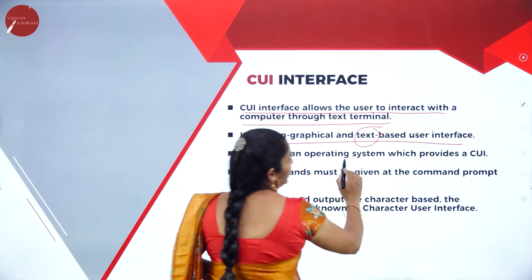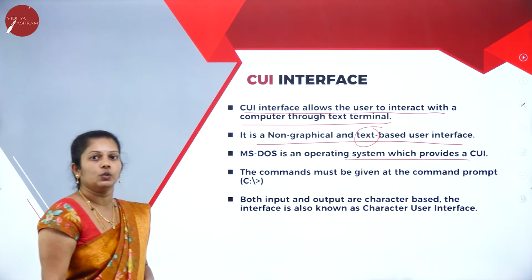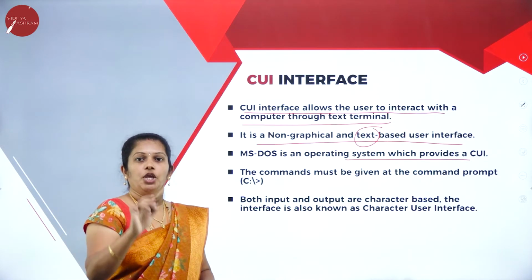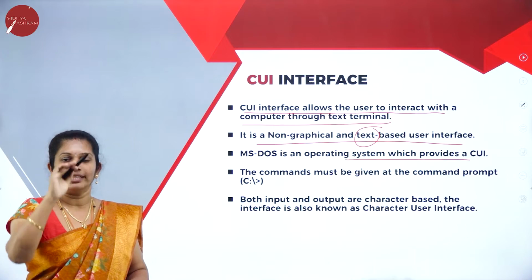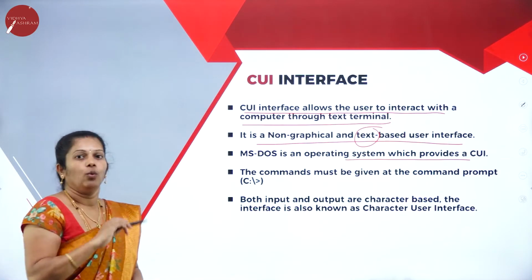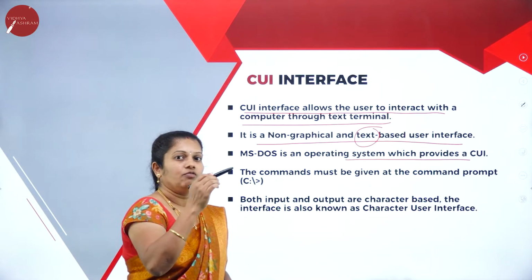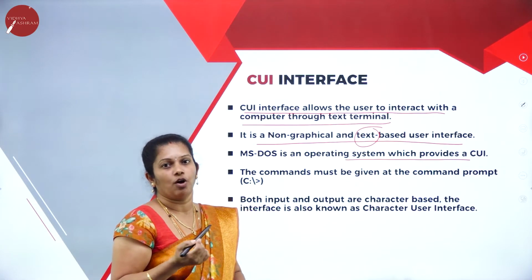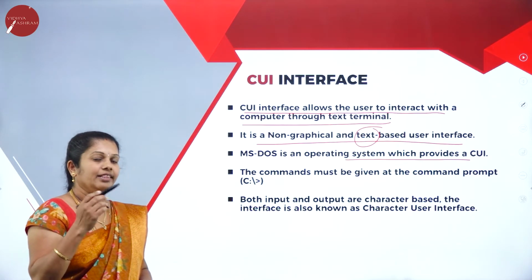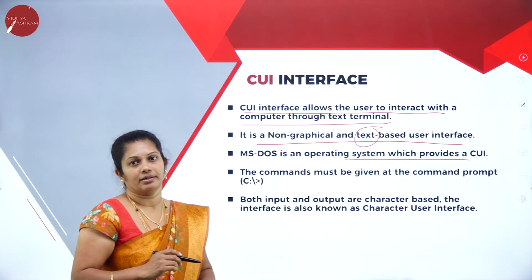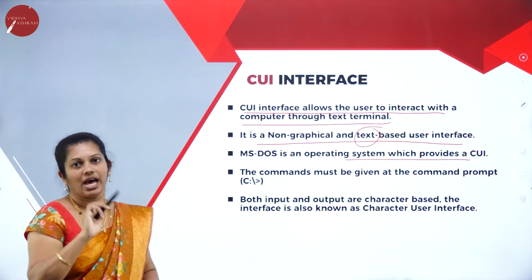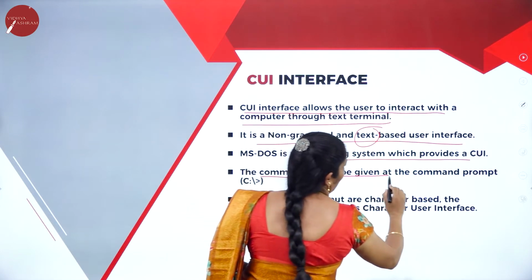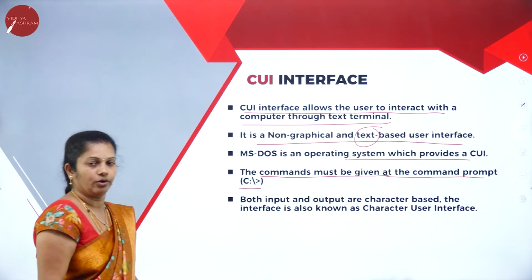MS-DOS is an operating system which provides a command user interface. In the command user interface, you have to remember the code. You have to type the code, and on that particular command user interface only, you will get the result. Whereas in the graphical user interface, there are some graphics and symbols. If you click on them by using mouse operation, we can perform our transaction. And there in the graphical user interface, no need to remember the code, whereas in the command user interface, we have to remember the code. In the command user interface, the command must be given at the command prompt only, that is on the C prompt or D drive, whichever drive.